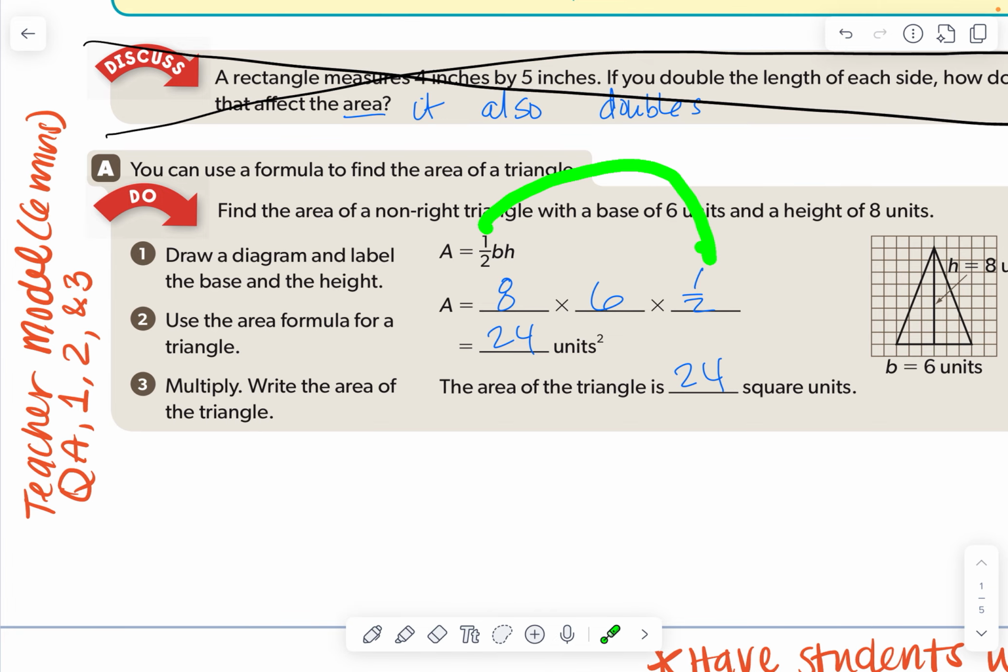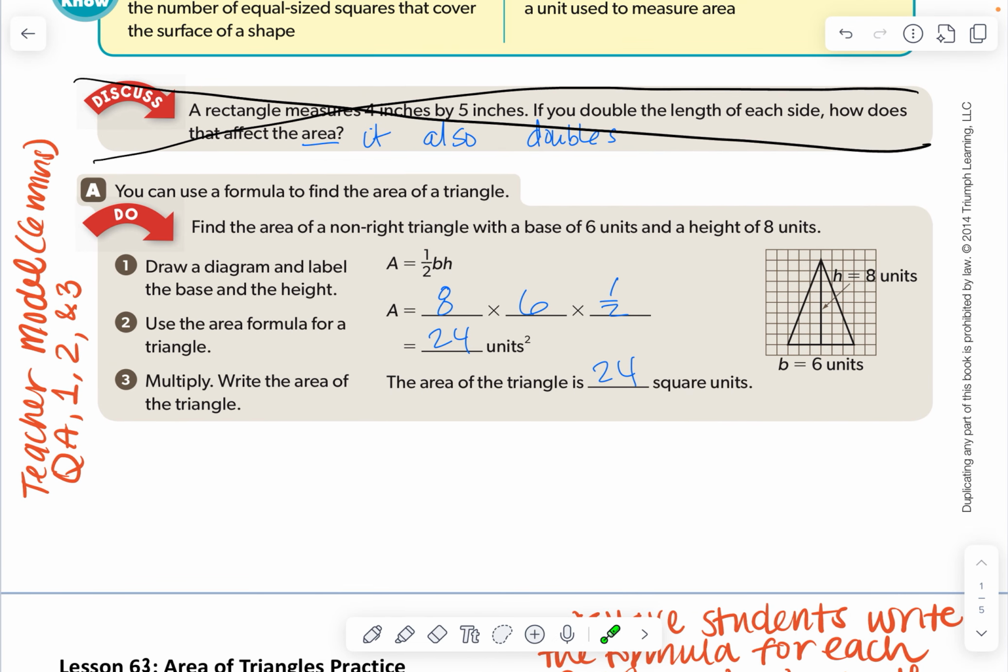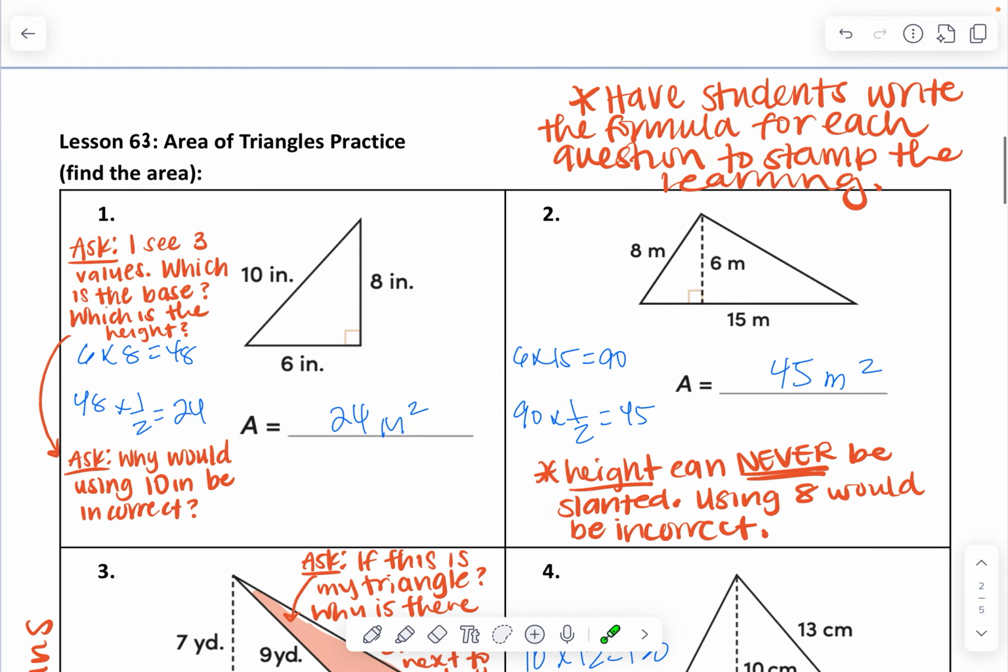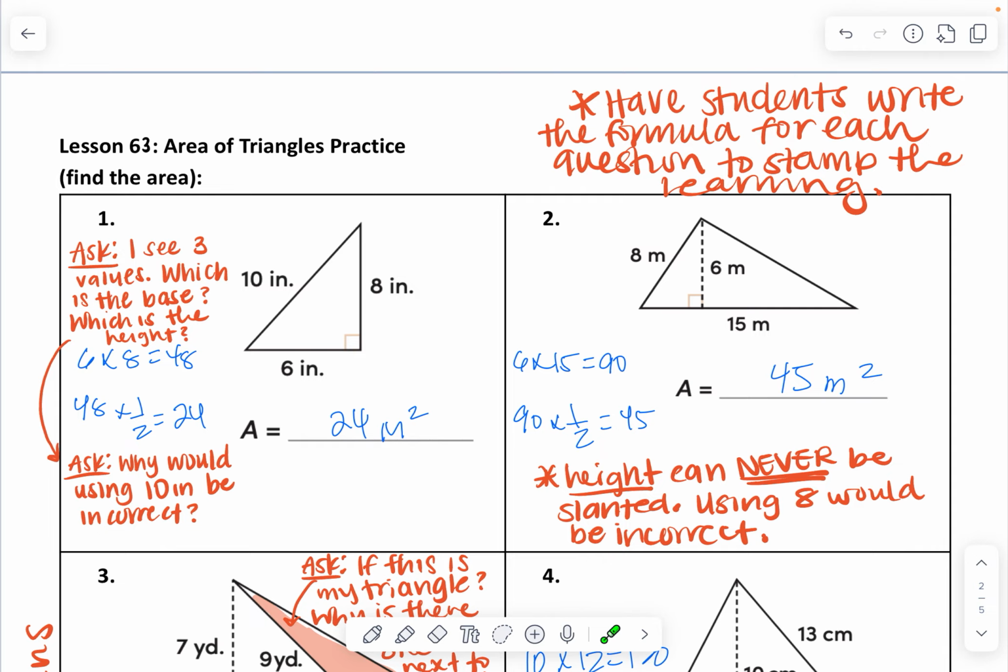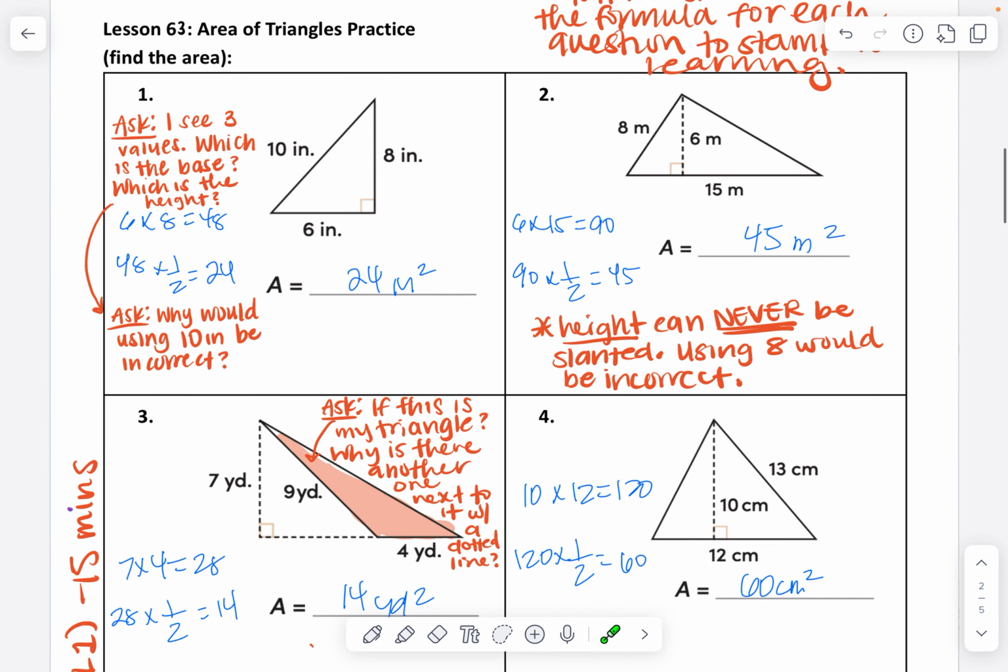So we kept the half. We're going to carry over the base and the height. So we have 8 times 6 times half, which, 8 times 6 is 48, times half is 24 units squared. So the area is 24 units squared. Again, we could have used the other formula, base times height divided by 2, and we would have done 8 times 6 is 48, divided by 2 is 24. Then you are going to jump into questions 1, 2, and 3, which are all slightly different. That's why I want you to model them.